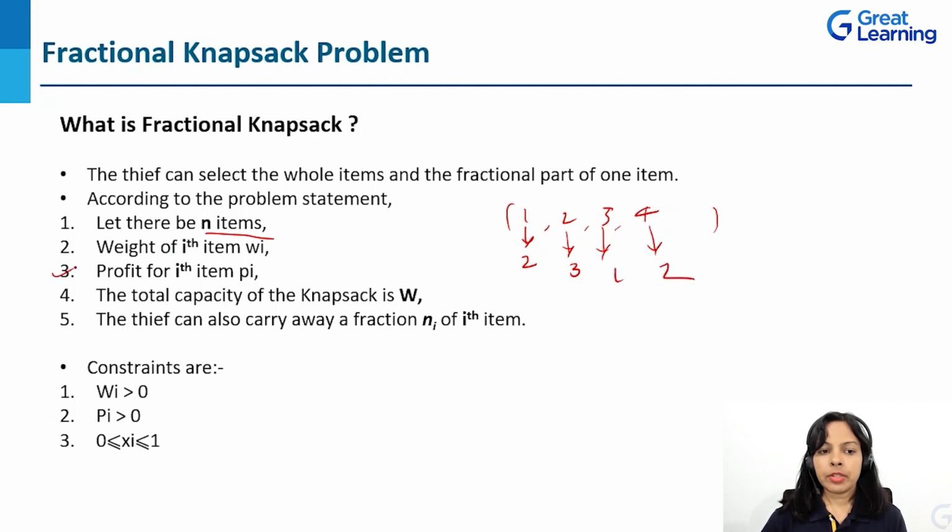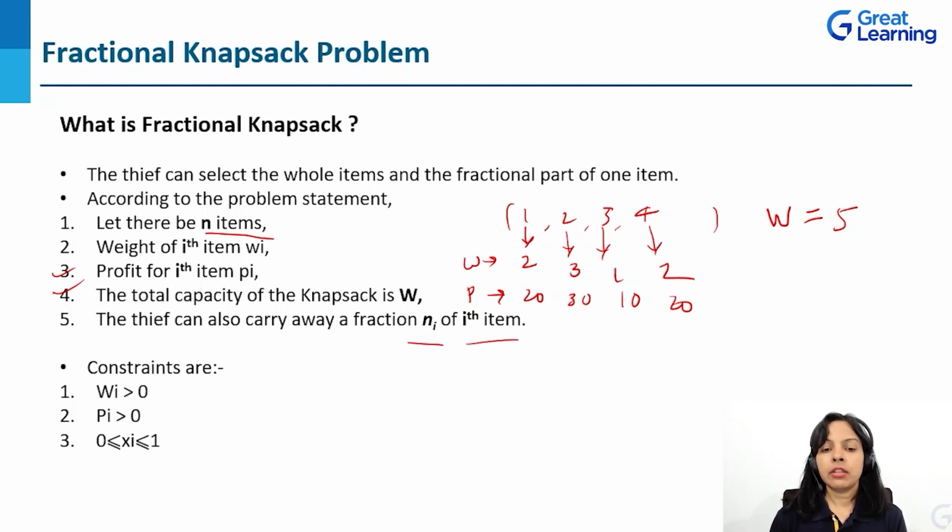Okay. Next is profit of ith item, Pi. Suppose this is weight. Suppose the profits of these items are: this one has 20 rupees profit, this 30 rupees, this 10 rupees, and this 20 rupees profit. Next, the total capacity of the knapsack is W. So the total capacity of the bag which the thief has to carry away with him is W. Let the value of W be 5 kgs. In fractional knapsack, he can carry a fraction of the ith element.